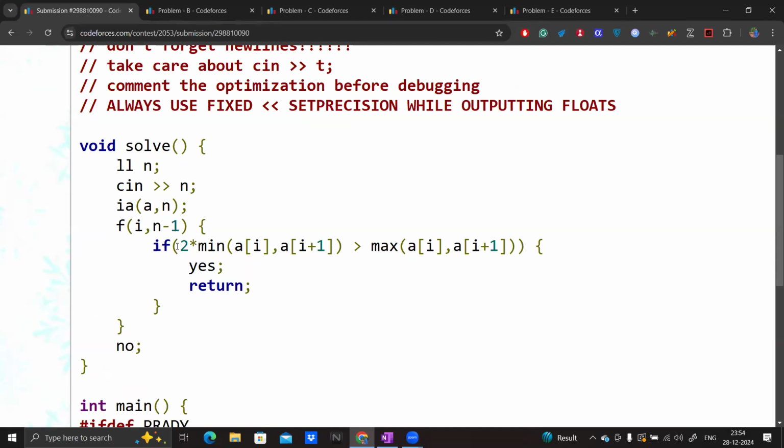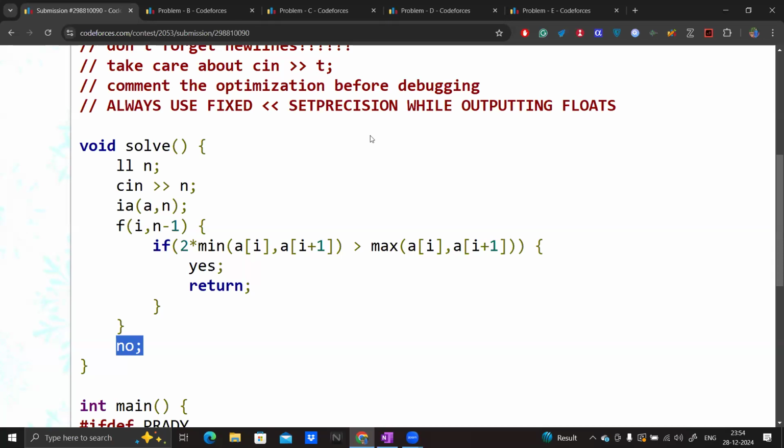Then I will just check ai and ai plus 1, whether they can form a set. So I'm checking that 2 into their minimum should be greater than their maximum. If that is the case, then they satisfy and we can put them together. So I'll just print yes and then return. And if this never happens, then I'll just print no.